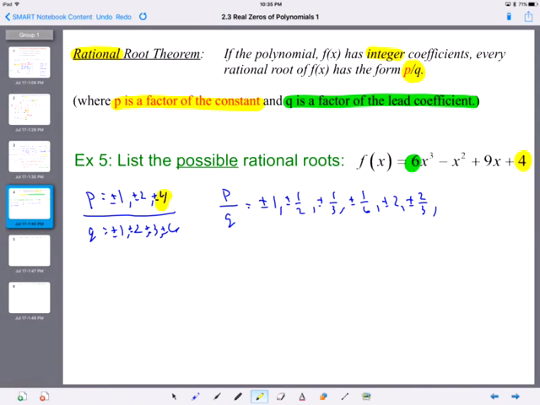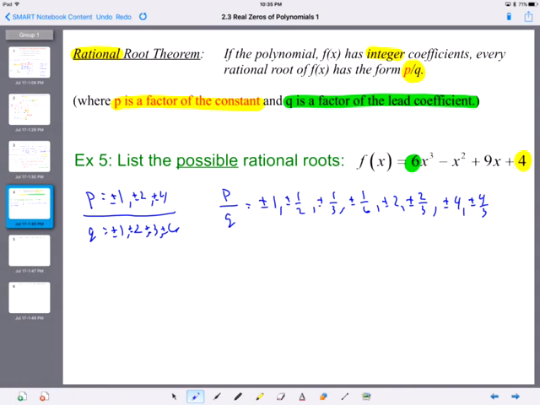Now we're going to do the 4. 4 over 1, 4 over 2, 4 over 3, 4 over 6. No repeats when we go to do this. So 4 over 1 is 4. 4 over 2 is 2. We already have that one. 4 over 3 is 4/3. And then 4 over 6 is 2/3, and we already have that.